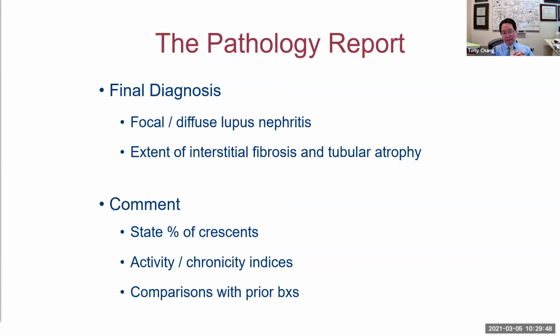So for the pathology report, right, we clearly want to classify the lupus nephritis accurately. Usually we'll also mention the extent of interstitial fibrosis and tubular atrophy when it's present. I actually will make a big deal out of tubulo-interstitial inflammation and tubular basement membrane complexes.